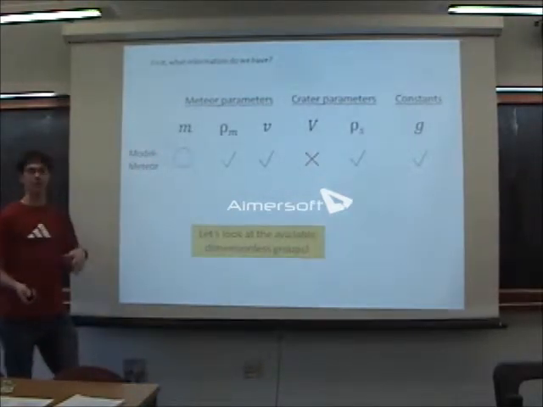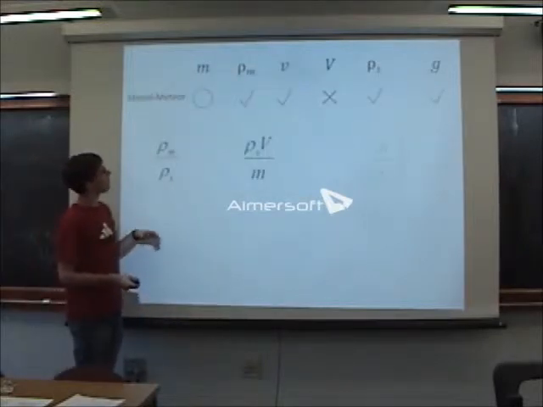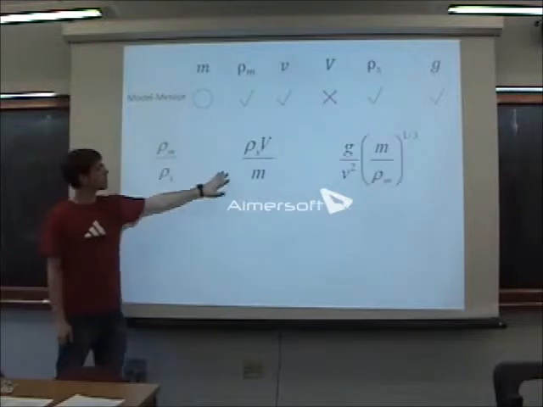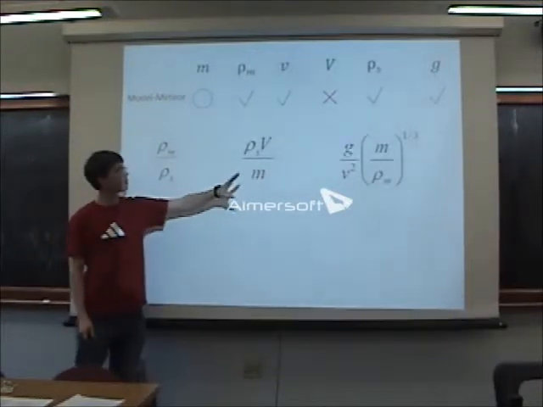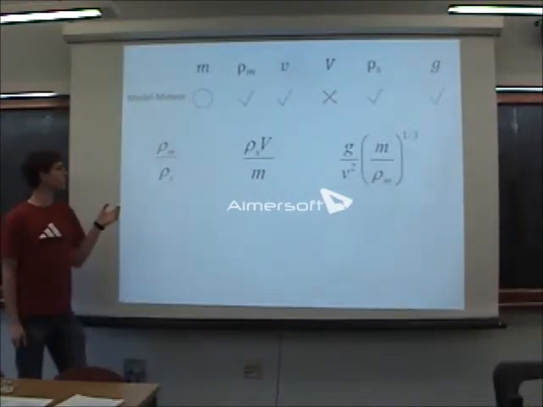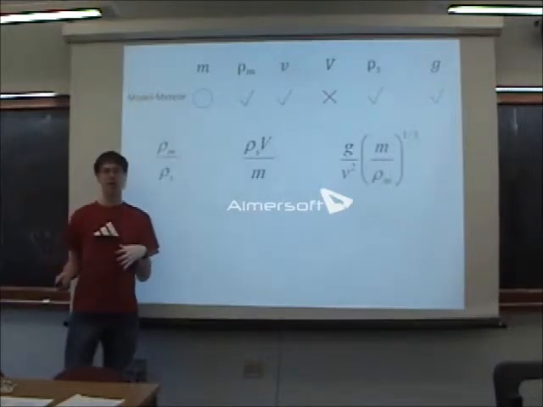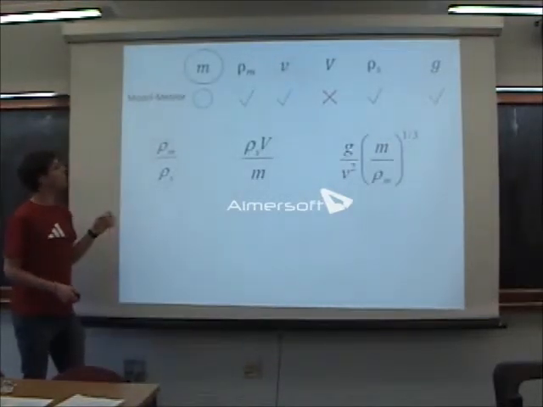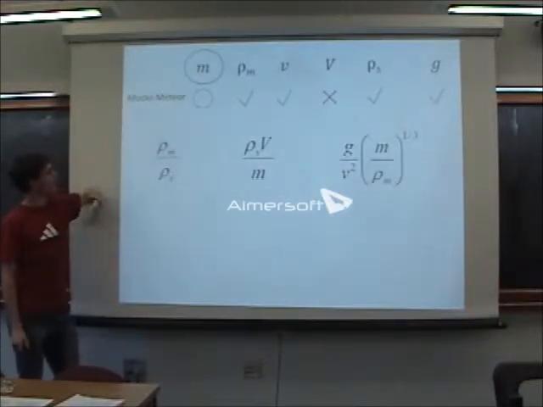Now let's take a look at the dimensionless groups that we're given. Just keep that inventory in mind. We have the two densities, the density, mass, and volume, and then the more complicated one. We have to decide which one is going to be able to give us our mass. That's what we have in mind.